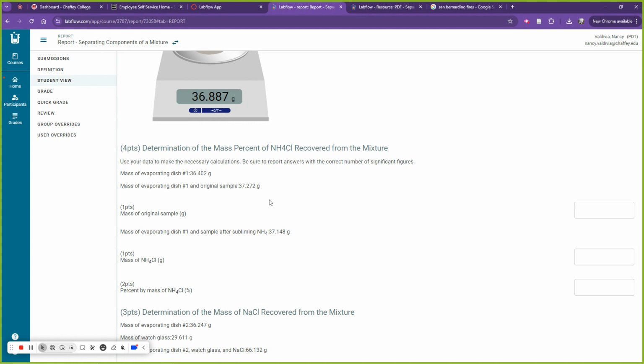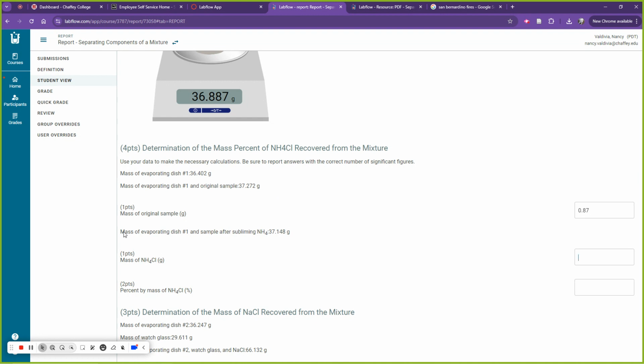So we're gonna take the 37.272 minus the 36.402, and we end up with 0.87 grams. So in my experiment, at least, that's how much I have, right? After subtracting these 2 samples.